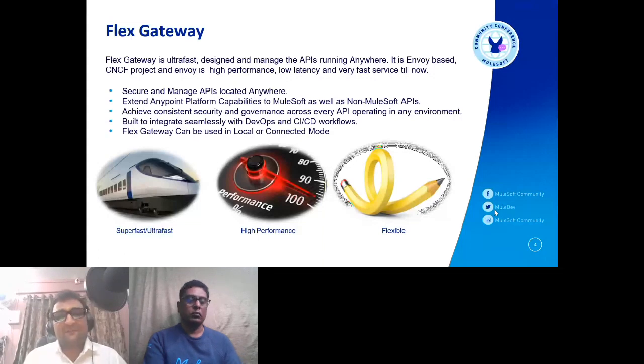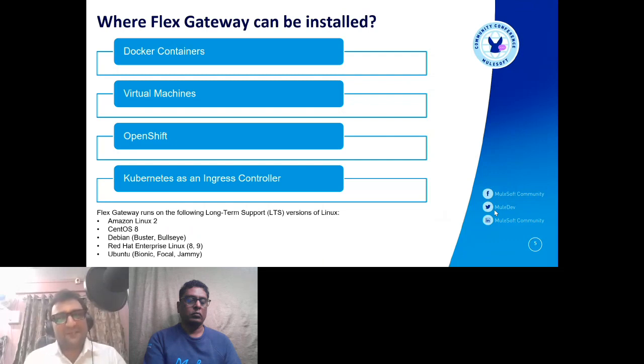So where can we set up a Flex Gateway? The Flex Gateway can be set up on a Docker container. It can be set up on a virtual machine. It can be set up on OpenShift, and it can be used as an ingress controller on Kubernetes, right? For Linux, it supports a few operating systems: Amazon Linux 2, CentOS 8, Debian, Red Hat, and Ubuntu. These are the Linux operating systems supported by the Flex Gateway. Currently, Flex Gateway cannot be set up on the Windows operating system, but there's a workaround. You can set up the Flex Gateway on the Windows operating system.